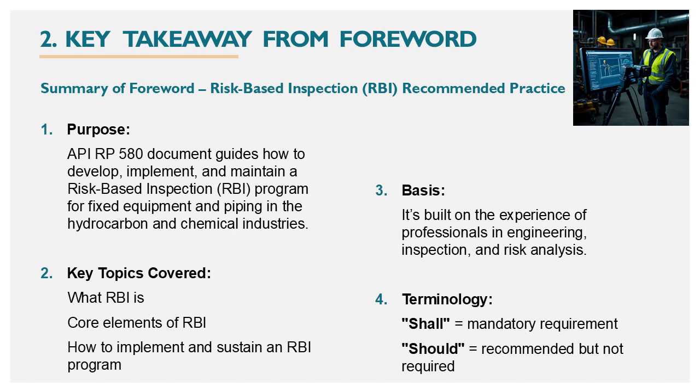Number 1 is purpose. The API RP 580 document guides how to develop, implement, and maintain a risk-based inspection, or RBI, program for fixed equipment and piping in the hydrocarbon and chemical industries. Number 2 is key topics covered: what RBI is, core elements of RBI, and how to implement and sustain an RBI program. Number 3 is basis.